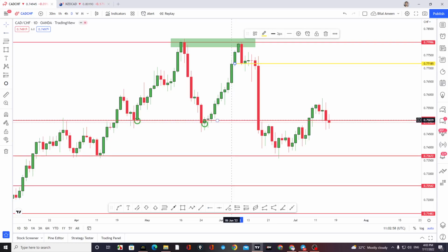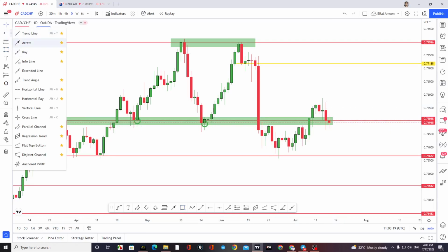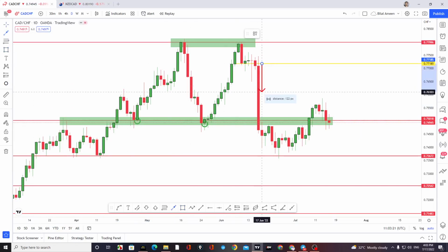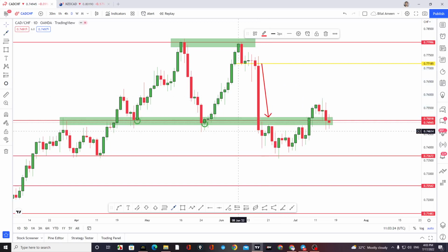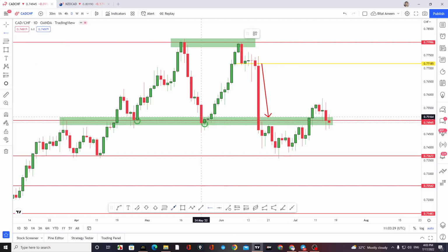Now we will draw our demand zone where we can place our take profit. Sorry, this is our demand zone, and we will place our take profit at this level. This is our take profit, above the demand zone.